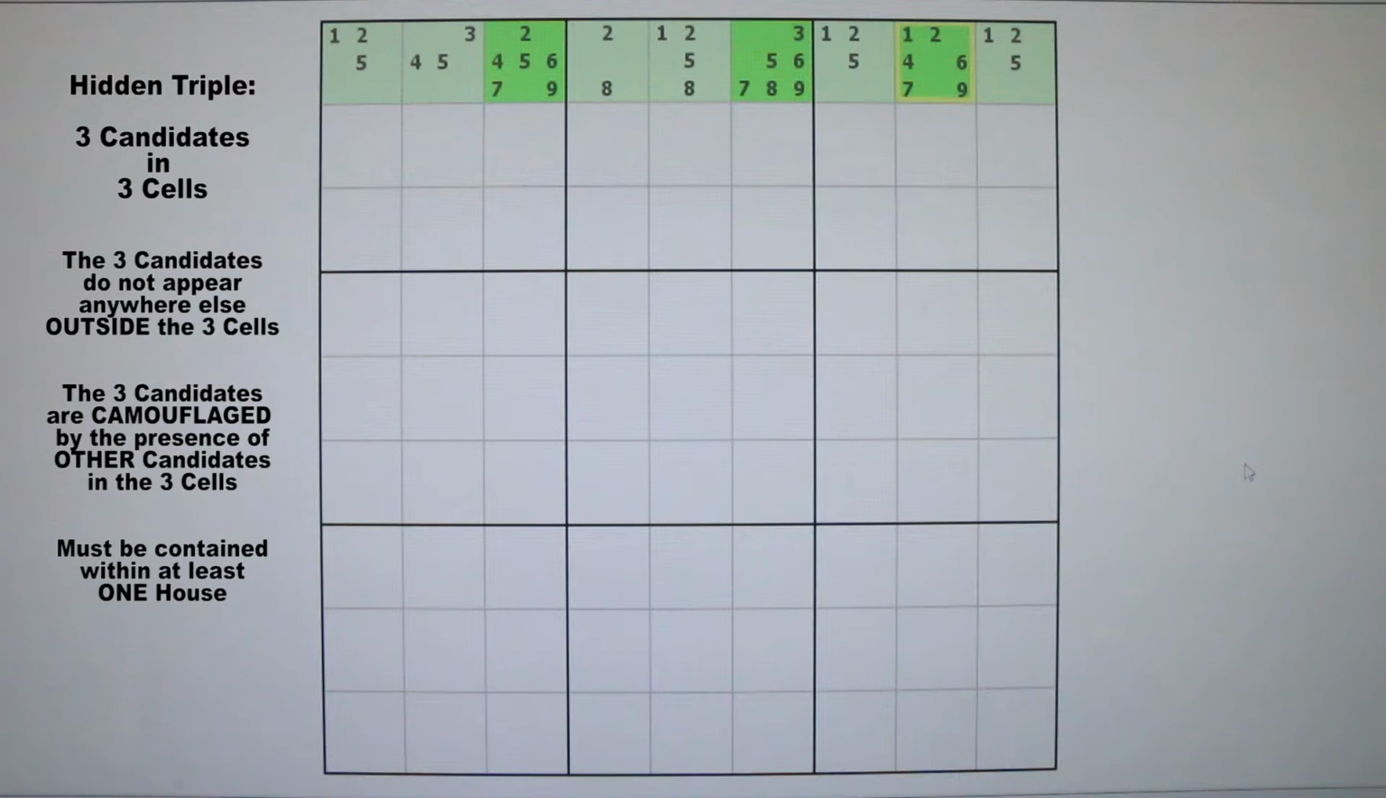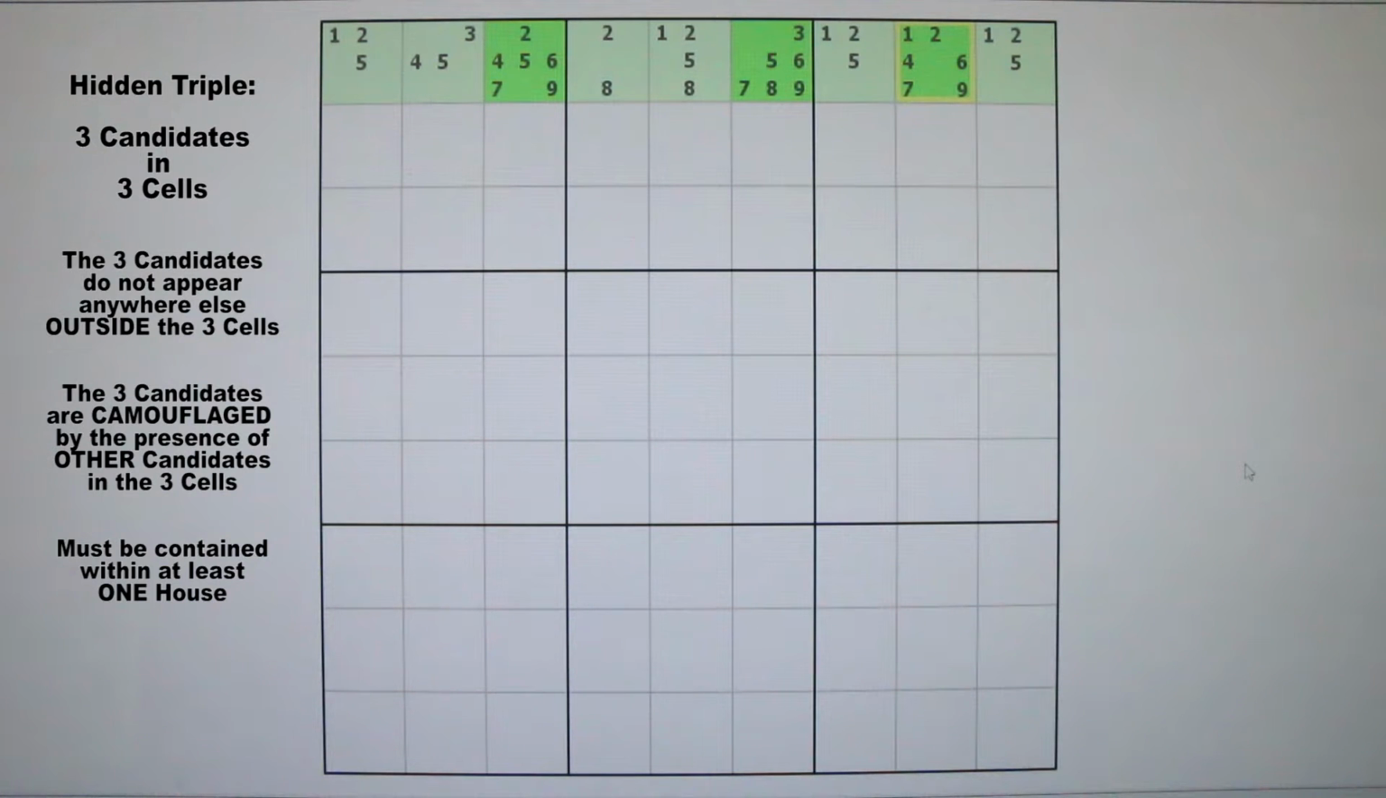Now, hidden triples work just the opposite of naked triples. In a naked triple, the 3 candidates are the only candidates in the 3 cells. That's why they're called naked. And this allows you to eliminate all other instances of those 3 candidates that lie outside those 3 cells. But with a hidden triple, the 3 candidates do not lie anywhere outside of the 3 cells in that house. And that allows you to eliminate any other candidates from within the 3 cells themselves, like this.